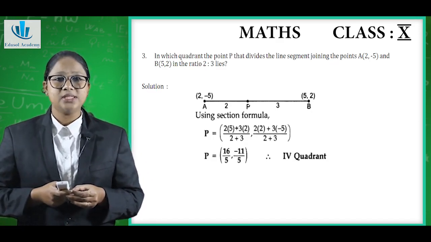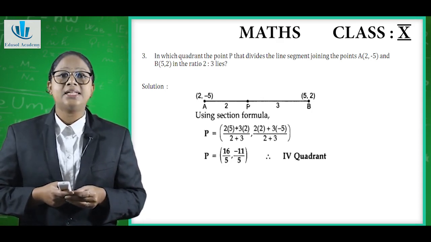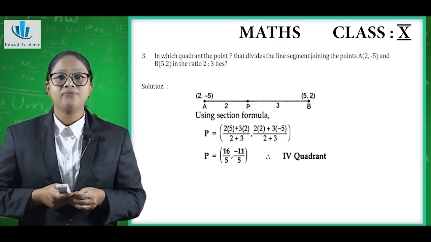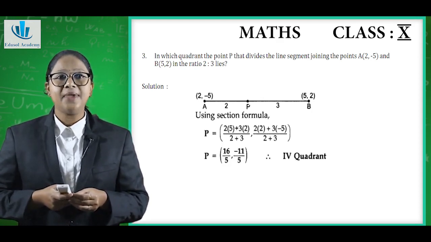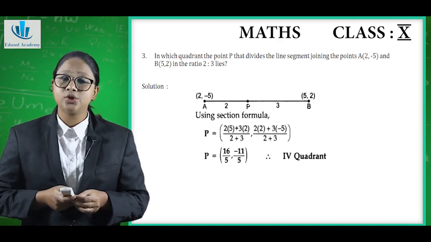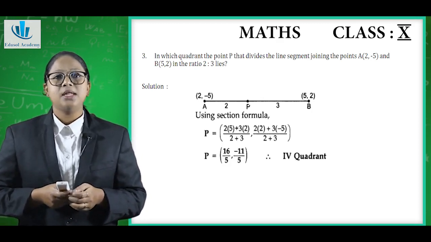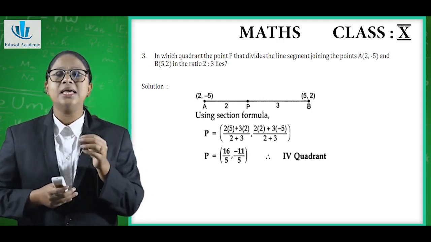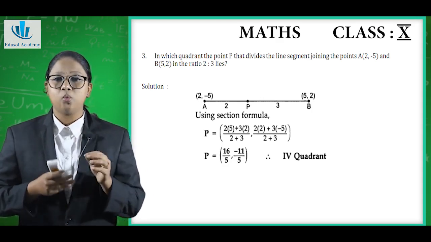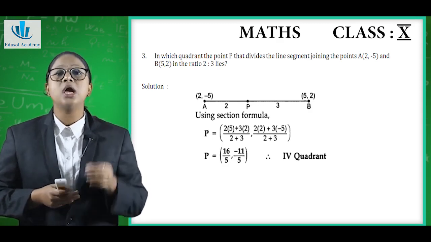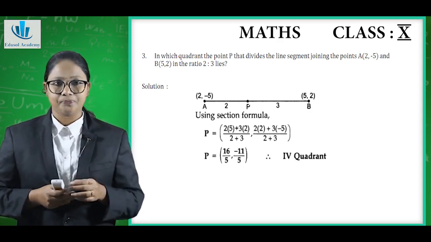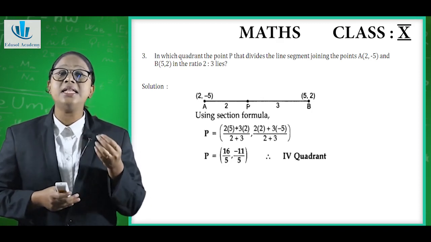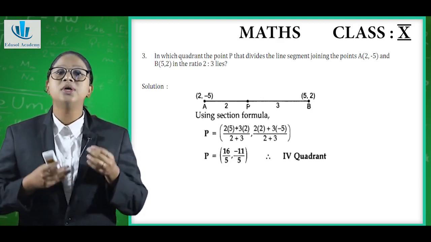In which quadrant does the point P that divides the line segment joining the points A (2, -5) and B (5, 2) in the ratio 2:3 lie? The idea of the question is simple, but they asked it a little twisted. So we are supposed to find the quadrant in which the point P is lying. The condition is that the point P is dividing the line joining AB in the ratio 2:3.